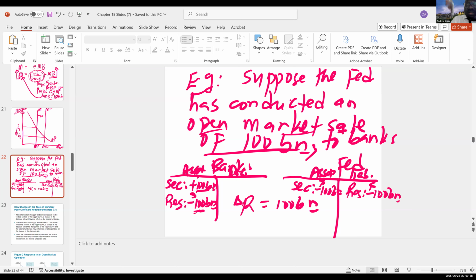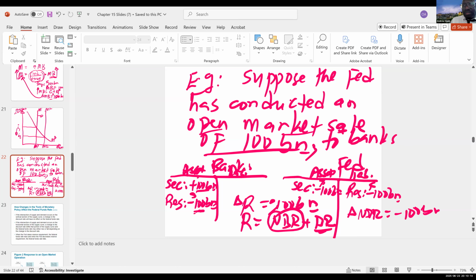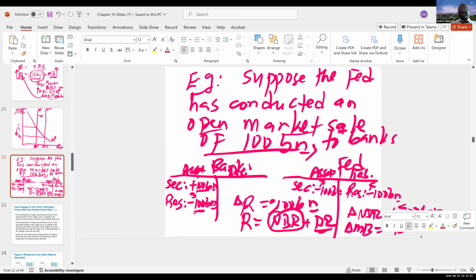So what is this reserve that has changed? Remember, total reserves equal non-borrowed reserves plus borrowed reserves. When the Fed sells or buys bonds, it's the non-borrowed reserves that change. So you could argue that the change in NBR is negative $100 billion. Negative, not positive. And the change in the monetary base will also go down by $100 billion, because reserves are part of the monetary base.